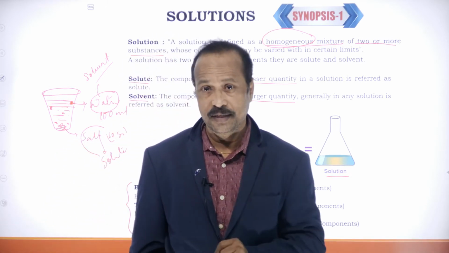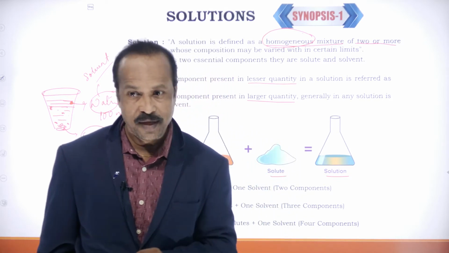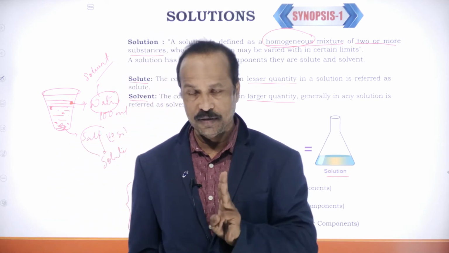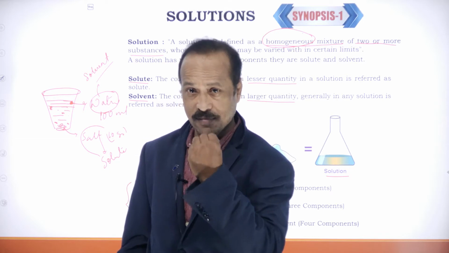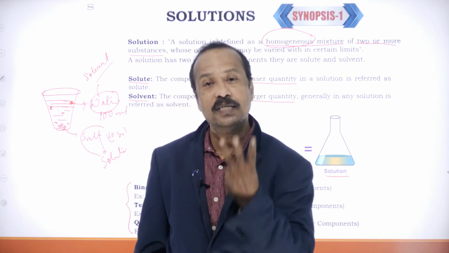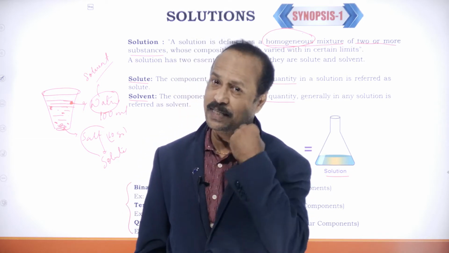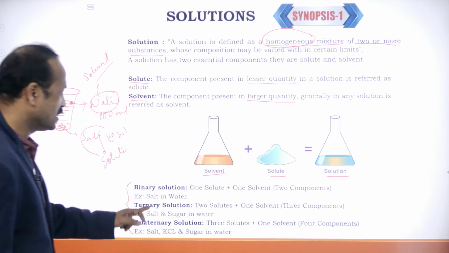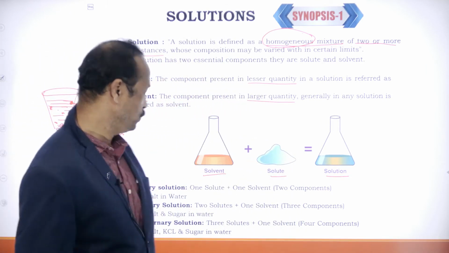One is milk, second one is sugar, and third one is Boost. So total how many components are there? Three components, alright? A solution which contains three components is called a ternary solution. Is this clear to you?